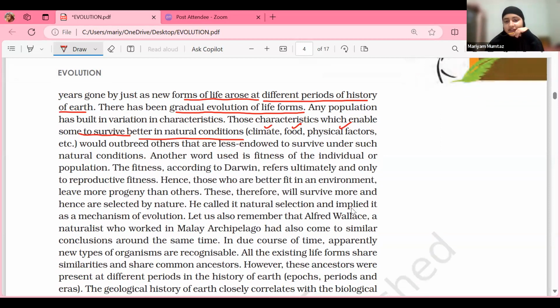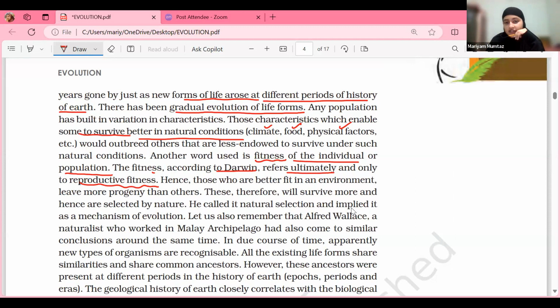So moving forward, another word used is fitness. Meaning this survival instinct, this ability to survive better than the other people or the other population. This is termed as fitness. And according to Charles Darwin, this fitness is nothing but reproductive fitness. So the word fitness is used for the individual or for the whole entire population. The fitness, according to Darwin, refers ultimately and only to reproductive fitness.